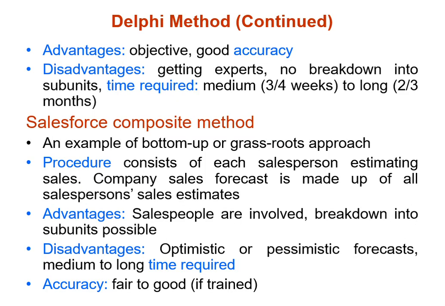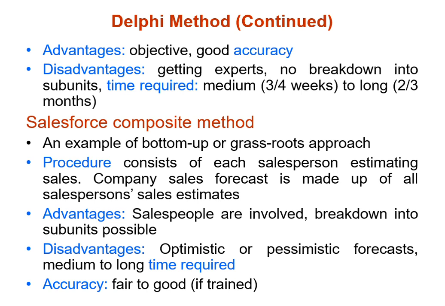The advantages of the Delphi method are that the objective is defined and accuracy is good. The disadvantages are no breakdown into subunits, and the time required is medium to long term. The sales forecast composite method is an example of the bottom-up or grassroots approach, because in this the sales managers estimate the sales, and after that they are able to forecast.